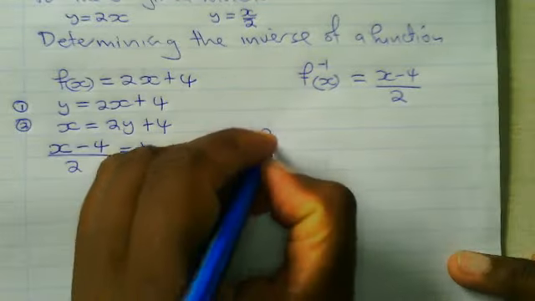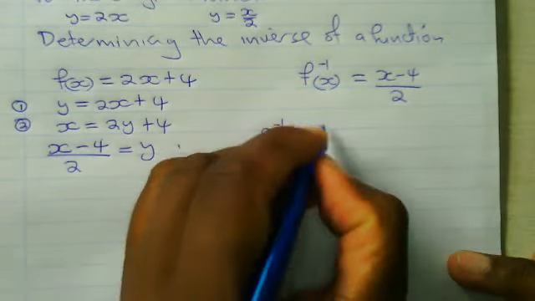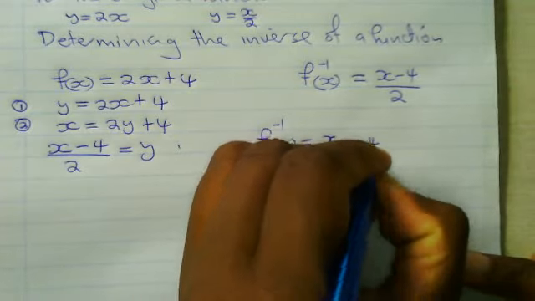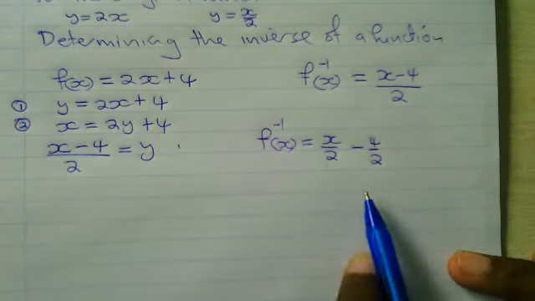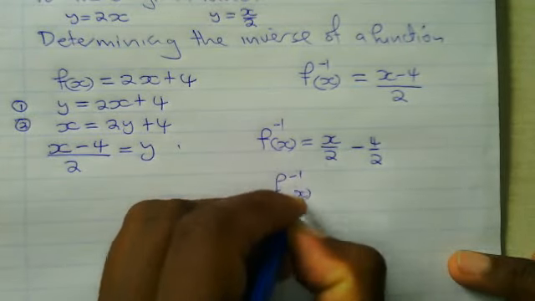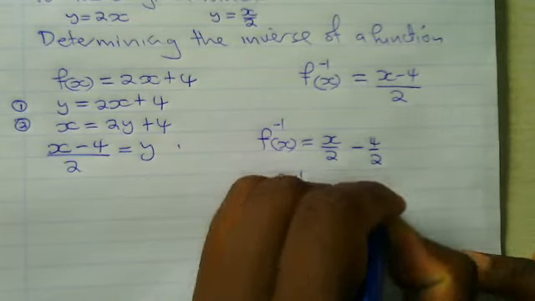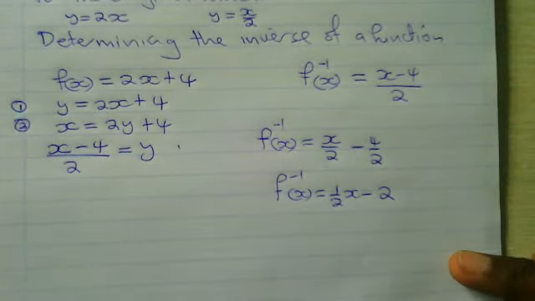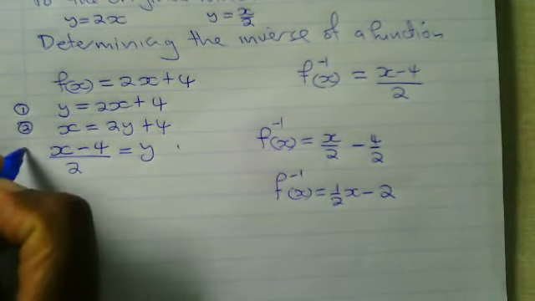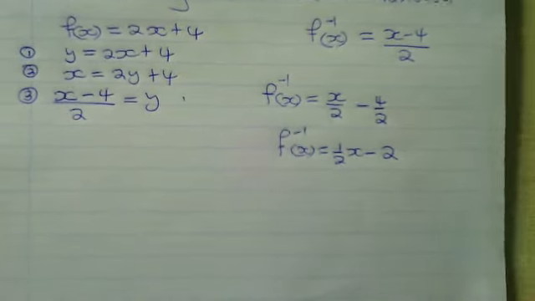You could write it as f inverse of x is equal to, separate this, x over 2 minus 4 over 2. That will be minus 2. Is equal to 1 over 2 x minus 2. This is exactly the same. So that's how you determine the inverse of a function. These are the 3 steps that you follow.